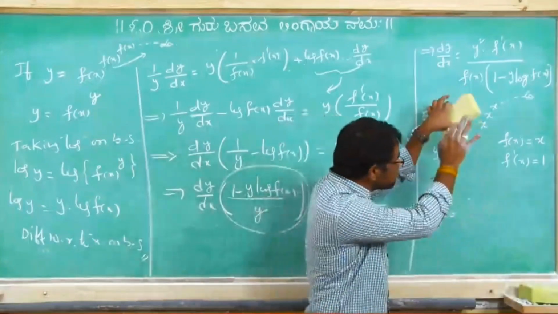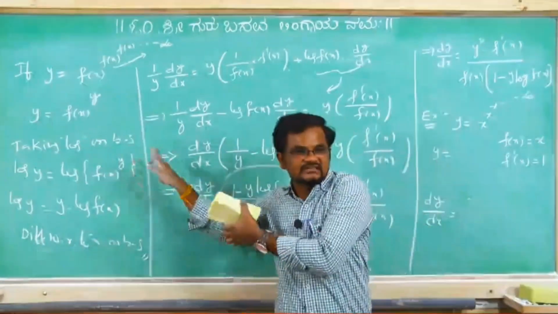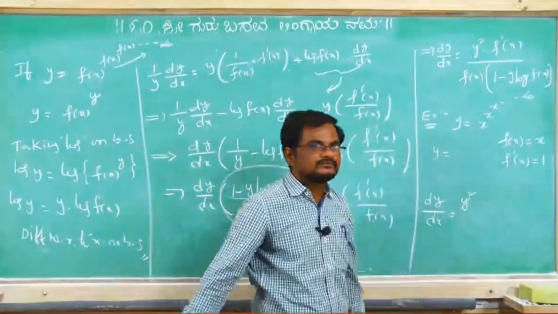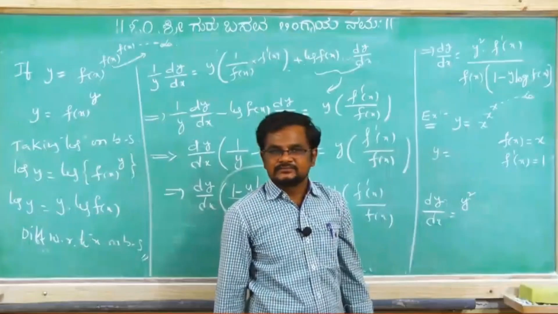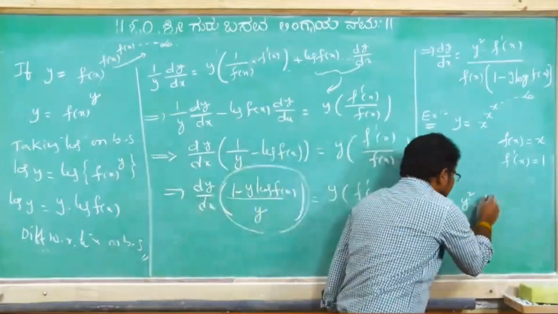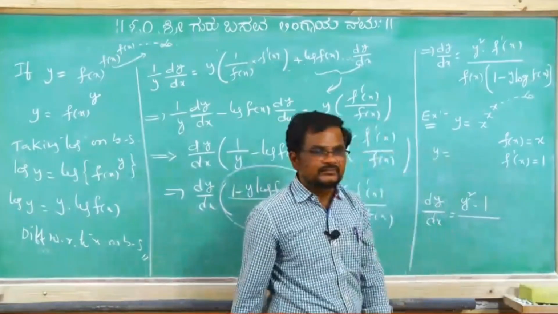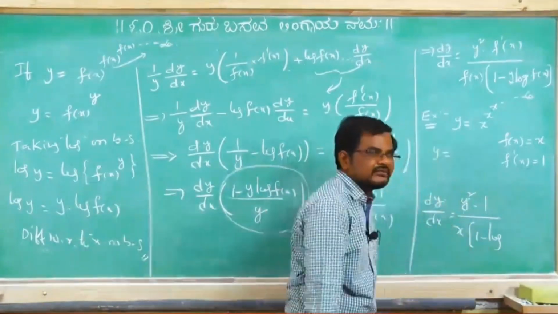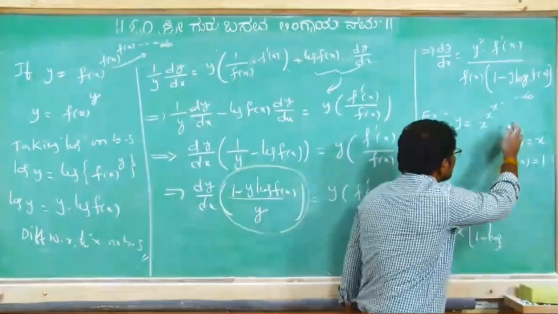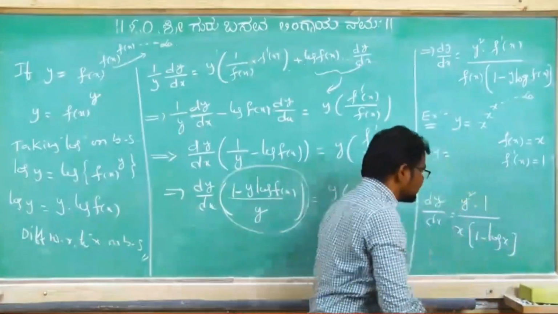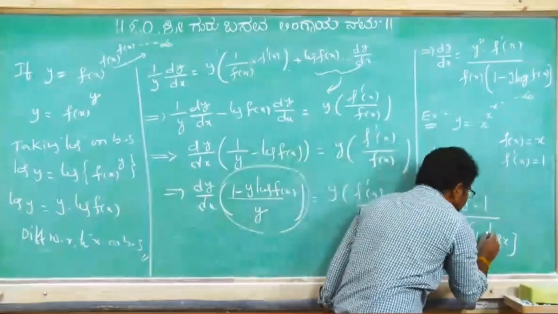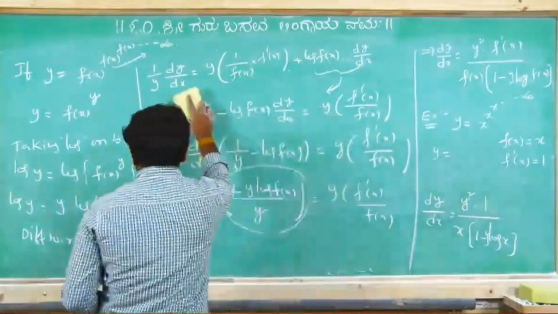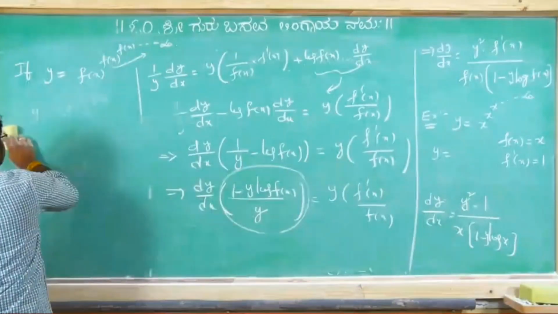Now what is the dy by dx? Suppose in the entrance exam they give this, you can directly apply it. Theory, I will explain again. y square as it is you write down. f dash x is 1, divided by f of x, into 1 minus y into log of f of x, where f of x is again x. Okay. Now this is the entrance part. In theory, how to solve this problem?